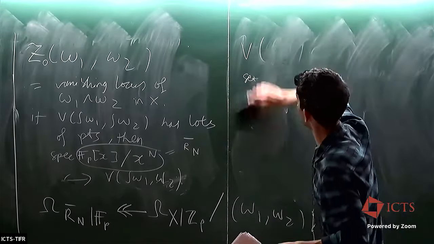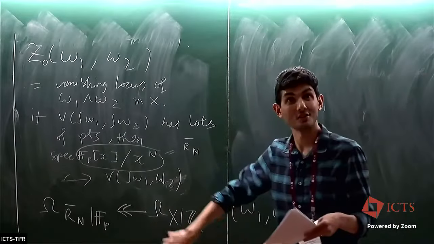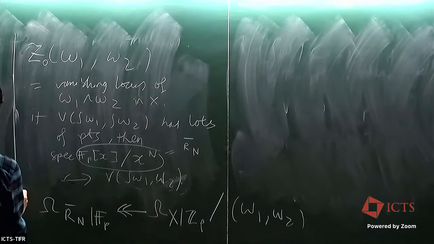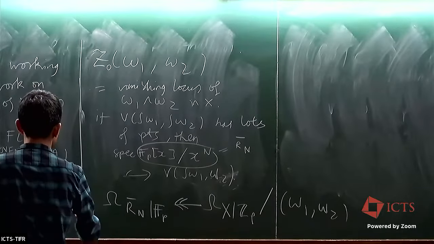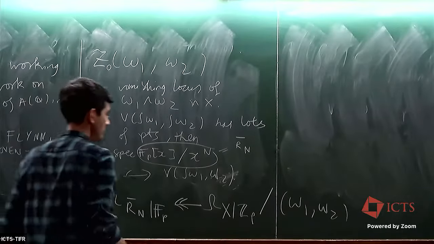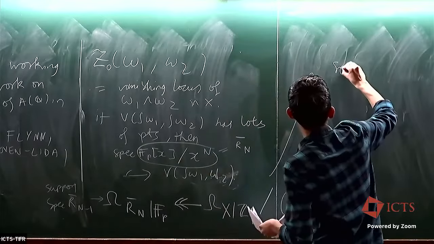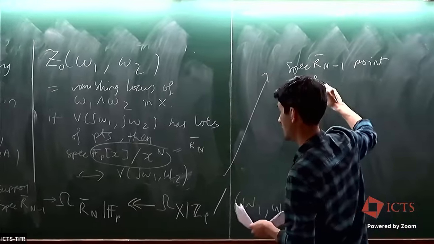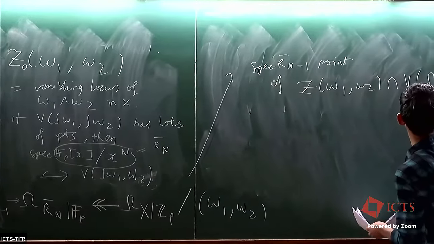But generically, outside a closed subset, omega 1 and omega 2 are actually going to generate x. Whereas this thing is very big, actually, if you think about it. Support. I guess what I would call R bar n minus 1. So that implies that you actually get a spec R bar n minus 1 point of Z of omega 1 omega 2 intersect B of omega 1 omega 2.